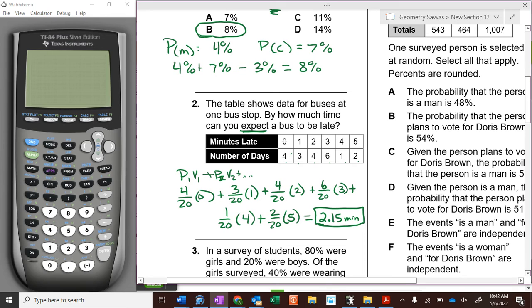Okay, just got to do the math. 4/20 times 0 is still 0. Plus 3/20 times 1 plus 4/20 times 2 plus 6/20 times 3 plus 1/20 times 4 plus 2/20 times 5. And if you change that into a decimal, it's 2.15. Okay, are we good with that one? You might have pressed something wrong in your calculator, so be more careful when you take the test. What? I got 2.15. Oh, I thought you said you got 2.2.